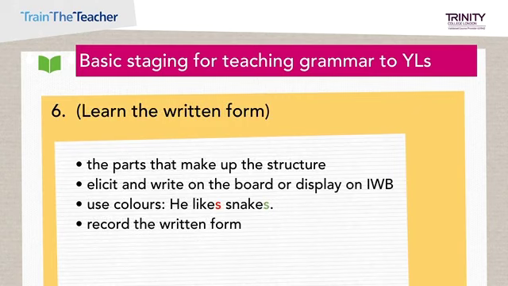If you want your learners to be able to write the form, this comes next. The written form means the parts that make up the structure. For example, am doing for the present continuous. Try to elicit this from the students and write it up on the board or interactive whiteboard. Use colors to highlight the parts, such as he likes snakes, with the S in likes in one color to indicate verb form, and S in snakes to indicate plural, highlighted in a different color. Have learners record the written form or make class displays that are easy to refer to.